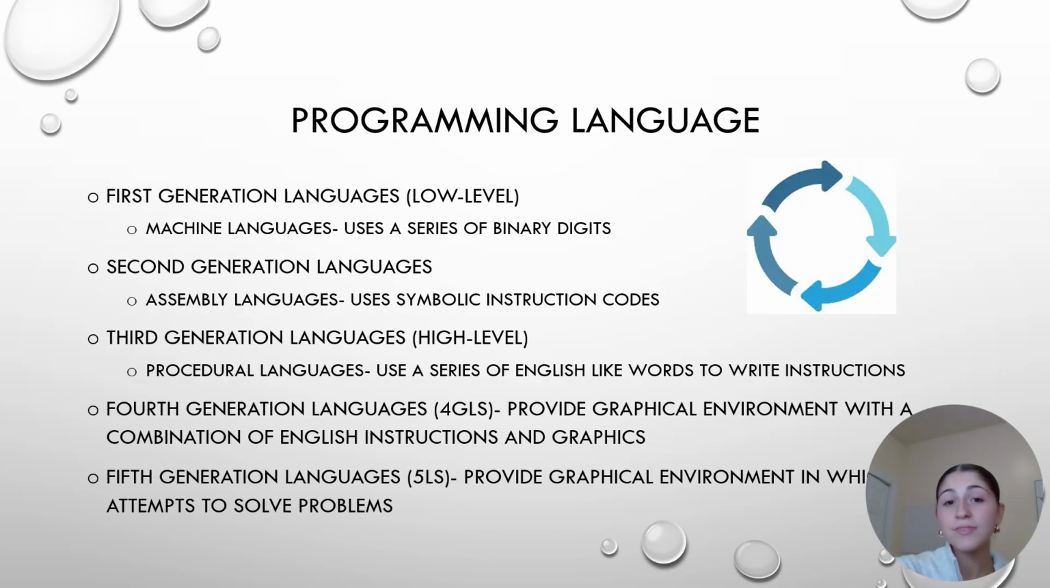We also have different types of programming language. We have first generation languages, which are low level, second generation languages, third generation languages, which are high level, fourth generation languages, and fifth generation languages.